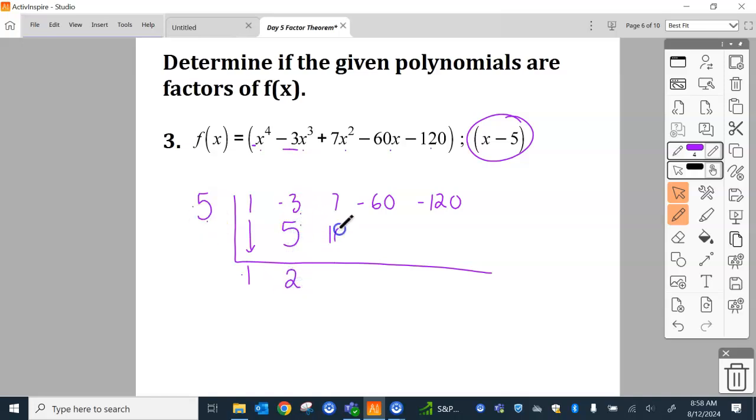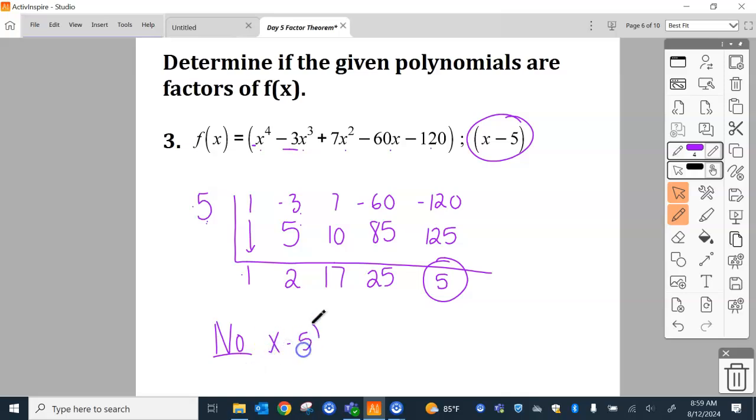We multiply. We add. 17 times 5 is 85. 85 minus 60 is 25. 25 times 5 is 125. We add those together and we end up with 5 as our remainder. So is this a factor? No. x minus 5 is not a factor. So that's the reasoning why. All right, let's do one more.